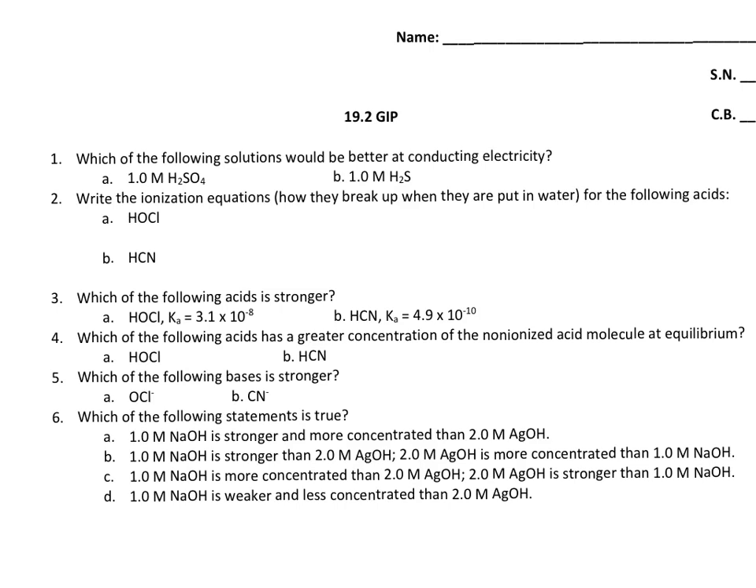Okay, so for question 1, solutions that contain ions conduct electricity, and the more ions there are, the better they are at conducting electricity. So if I look at the 2 examples I gave us, 1 molar H2SO4 and 1 molar H2S, the first one's sulfuric acid, the next one's hydrosulfuric acid, if you remember the naming part. So we need to decide which of those solutions would have the most ions.